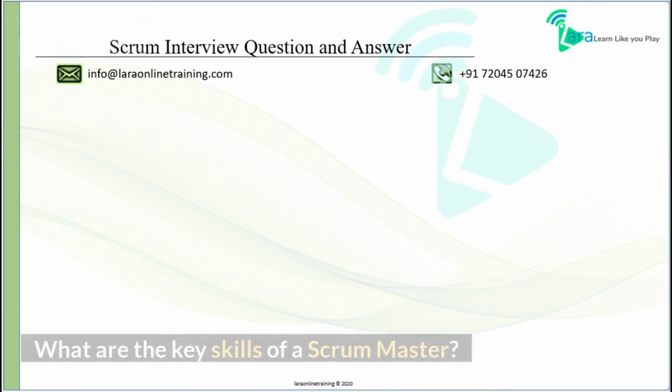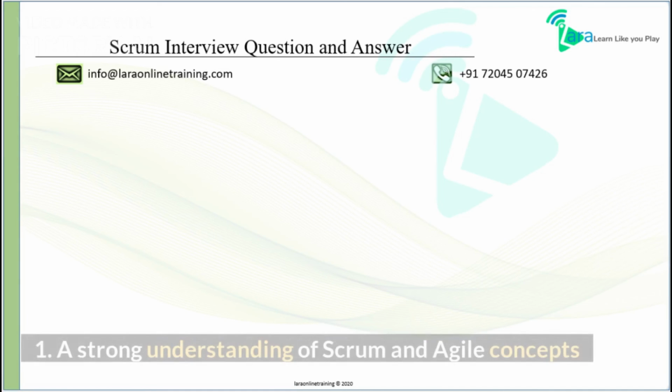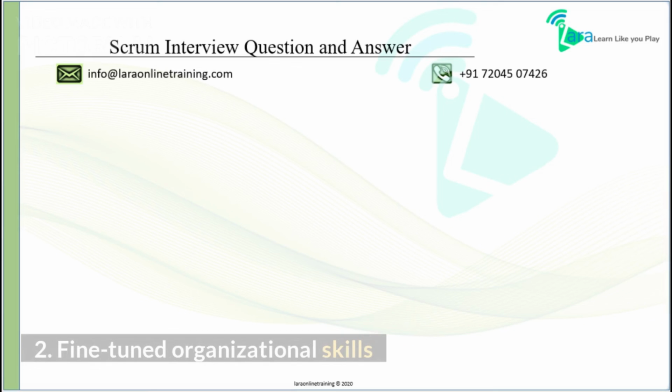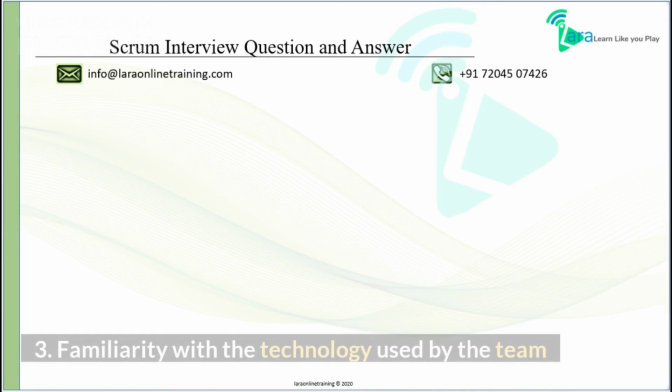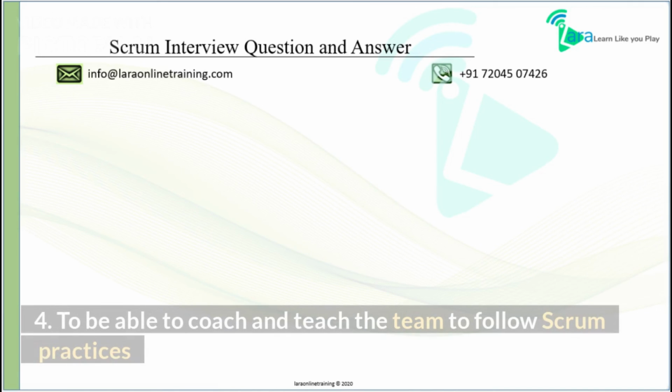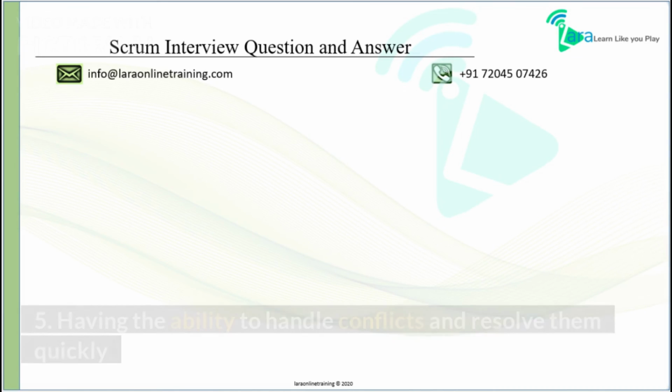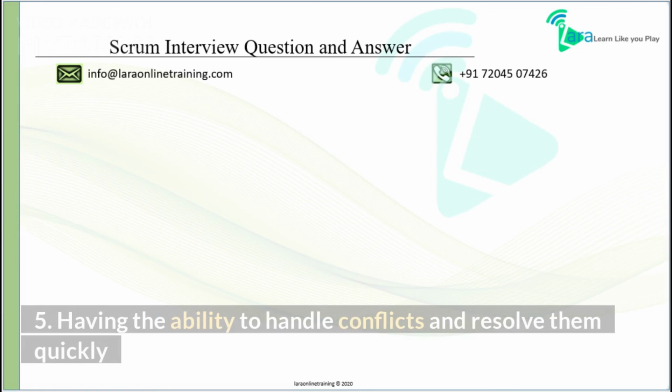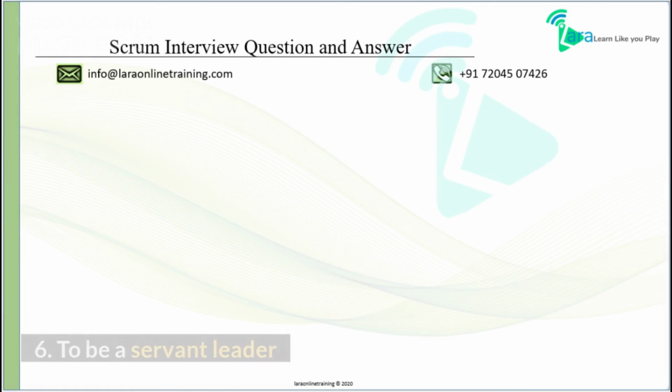14. What are the key skills of a Scrum Master? 1. A strong understanding of Scrum and Agile concepts. 2. Fine-tuned organizational skills. 3. Familiarity with the technology used by the team. 4. To be able to coach and teach the team to follow Scrum practices. 5. Having the ability to handle conflicts and resolve them quickly. 6. To be a servant leader.